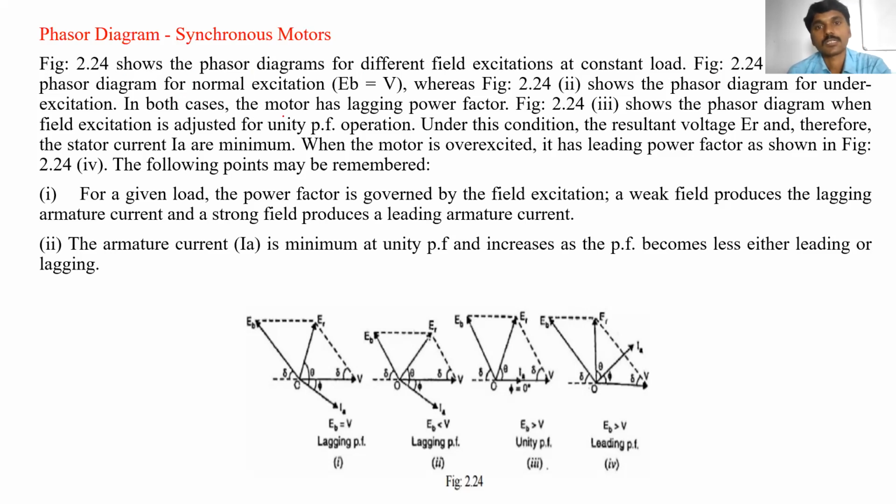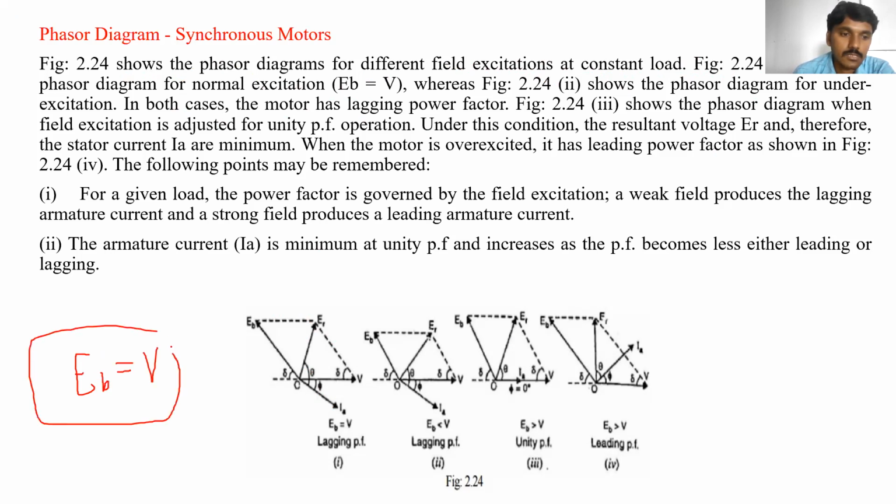It will show the phasor diagrams for different field excitation. Different field excitation is nothing but over excitation and under excitation, for different field excitation at constant load. One is the phasor diagram for normal excitation, where EB is equal to V. When the normal excitation condition holds, EB should be equal to V.